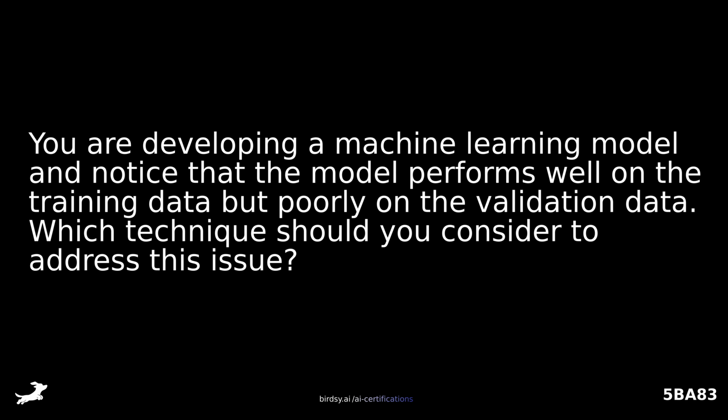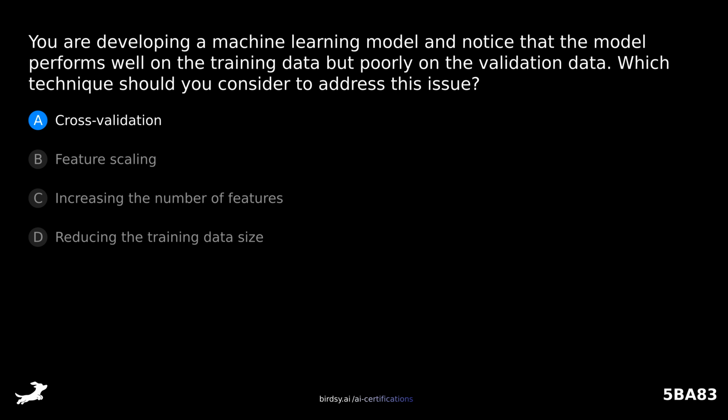You are developing a machine learning model and notice that the model performs well on the training data but poorly on the validation data. Which technique should you consider to address this issue? Is it A, cross-validation? B, feature scaling? C, increasing the number of features? Or D, reducing the training data size? The answer is A, cross-validation.